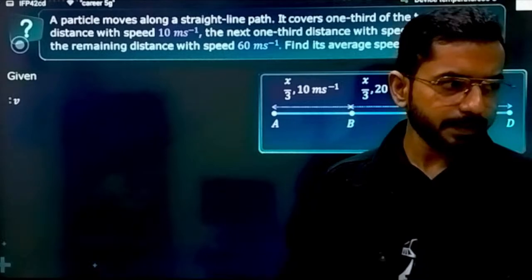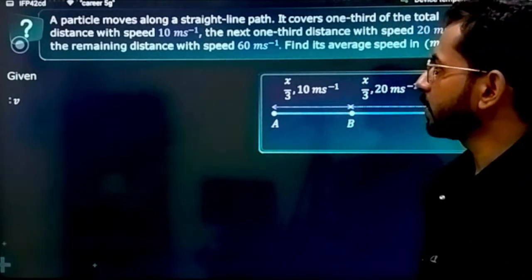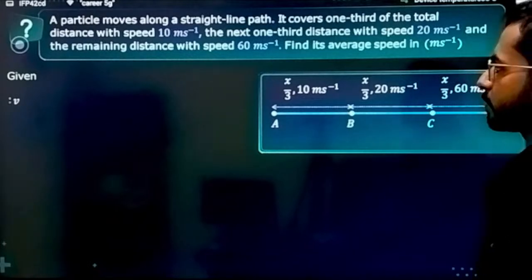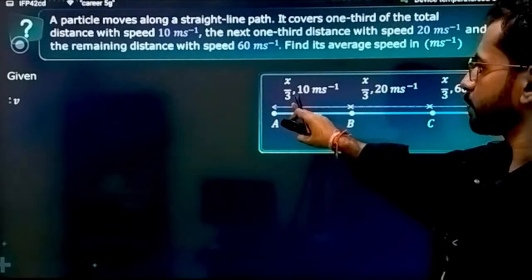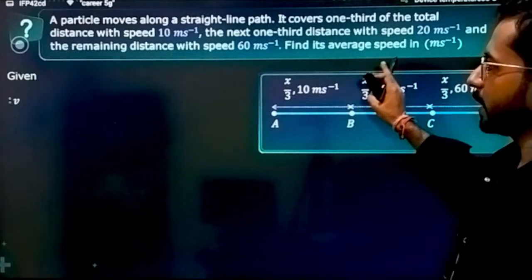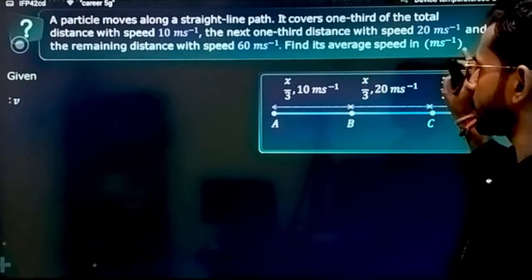Next question. Try to solve it. What is the next question? A particle moves along a straight line path. It covers 1/3 of the total distance with a speed of 10 meter per second. The next 1/3 is covered with 20 meter per second, and the remaining portion is covered with 60 meter per second.